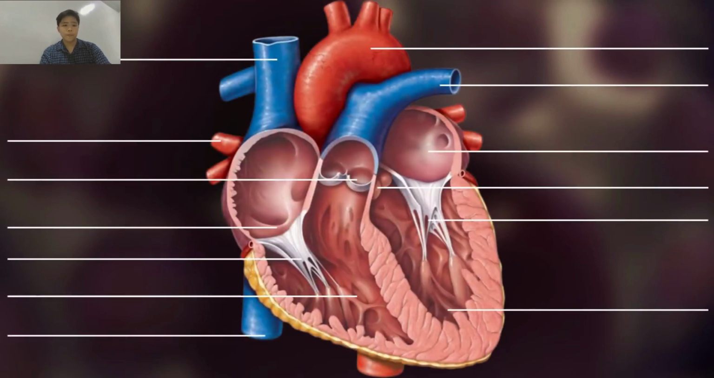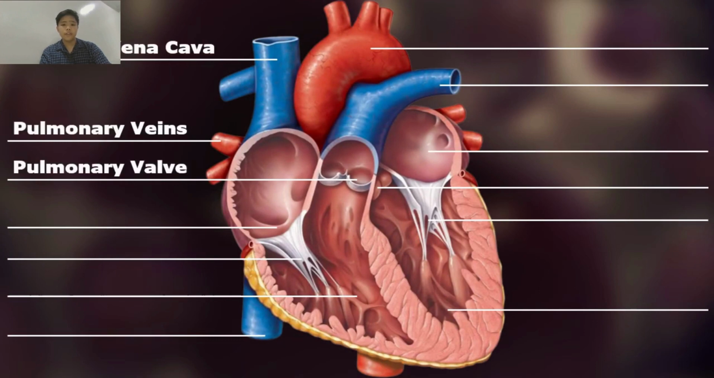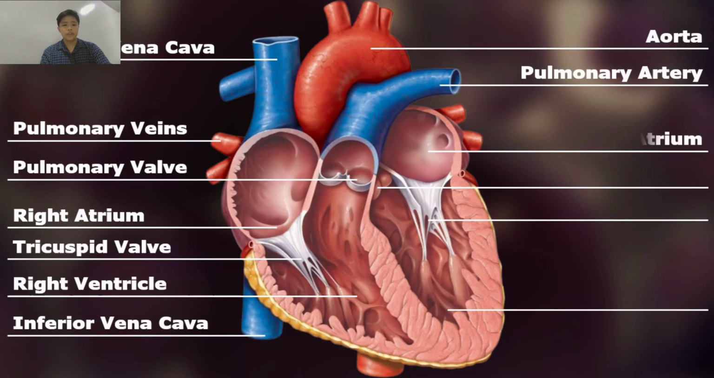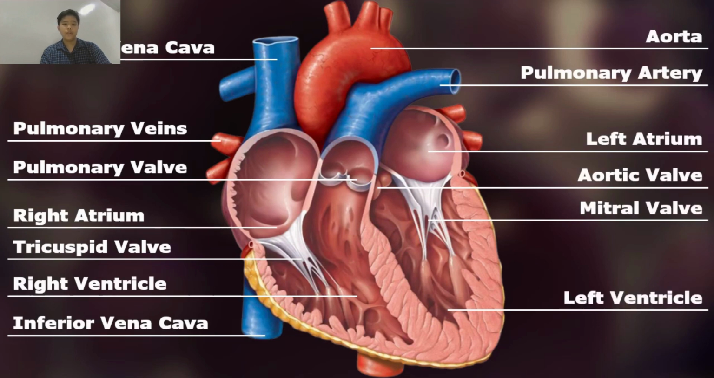These are the superior vena cava, pulmonary veins, pulmonary valves, right atrium, tricuspid valve, right ventricle, inferior vena cava, aorta, pulmonary artery, left atrium, aortic valve, mitral valve, and left ventricle. These parts of the heart will help our blood circulate throughout the body. This is also where oxygenated and deoxygenated blood passes by.